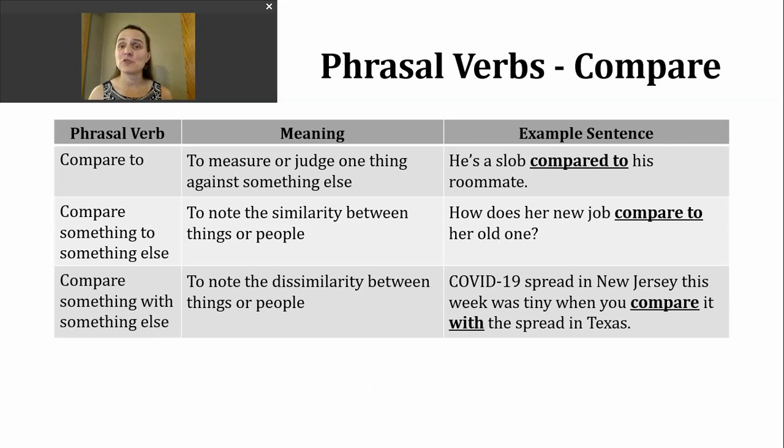Let's take a look at some phrasal verbs next. The one you're most likely to hear is the phrasal verb compare to. And its meaning is to measure or judge one thing against something else. Here it is in an example sentence. He's a slob compared to his roommate. So in this sentence, we're measuring how neat or orderly, maybe how clean one person is versus the roommate.